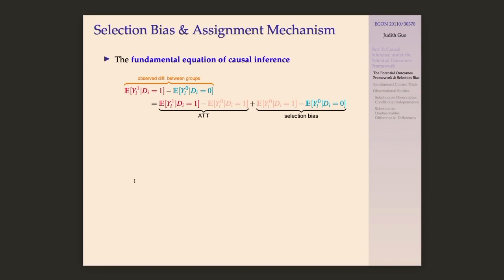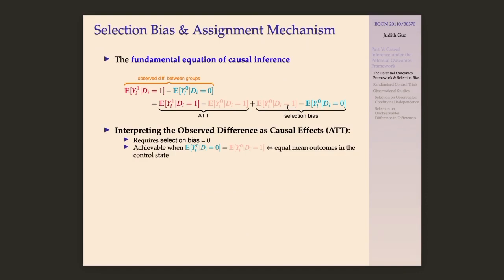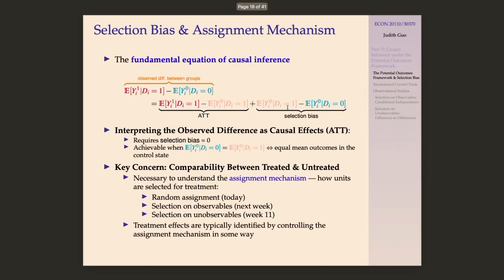So what we're going to do is get rid of the selection bias term. We want to identify the ATT. In order to get rid of the selection bias term, essentially we want to make the mean outcome in the control state the same across groups. How do we actually achieve that? We need some comparability between those who are treated and those who are not treated. So in order to get rid of selection bias, we need to understand how some individuals become treated and how some individuals become not treated: the assignment mechanism, that is, how the units are selected for treatment.